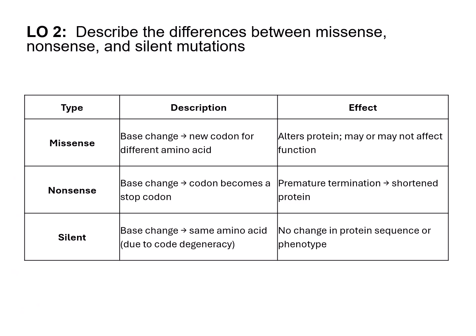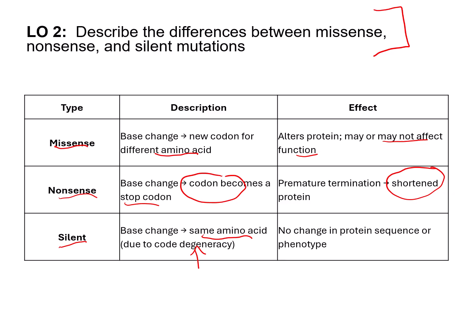The second learning objective asks us to basically look at the difference between missense, nonsense, and silent mutations. We saw missense mutations result in a different amino acid. It can or cannot affect protein function depending on how similar those amino acids are to each other. Nonsense mutations, we add a stop codon, right? A normal codon becomes a stop codon, resulting in a shortened protein. And in a silent mutation, that would be the one we would want to have if we had to have a mutation. We have the same amino acid put down because of that genetic code degeneracy.